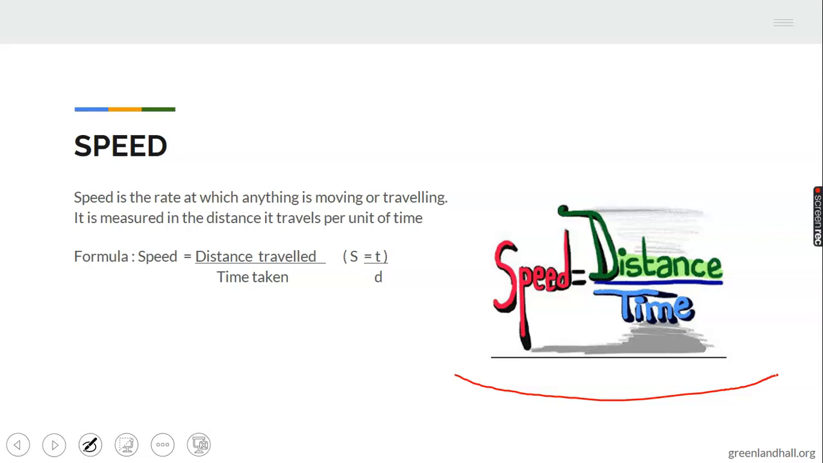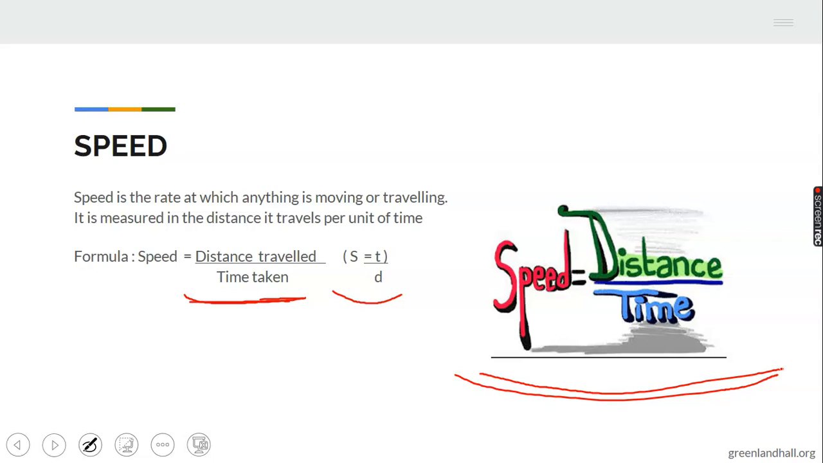Just like I said, this is the formula. Speed equals distance traveled divided by time taken. You can try to write it in full, just like I wrote it here. You can try to write it in short form. And then this is the clear parts here. Please don't forget this formula. Speed equals what?